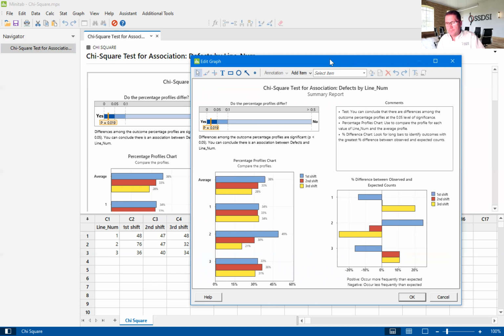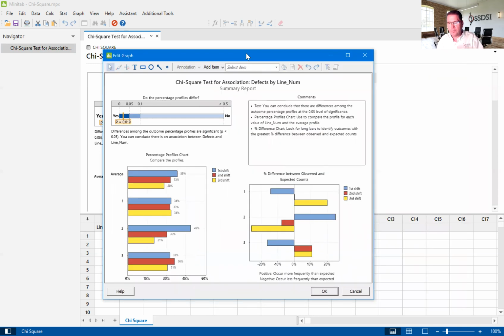So looking at this from a practitioner standpoint, I would say, okay, so our p-value says 0.019, that means there's a difference. We go down to the percentage profile, and we find out that the first shift is really our biggest difference. That would lead us to then trying to understand why is shift 1 showing us such a variation in defects as opposed to the other shifts.